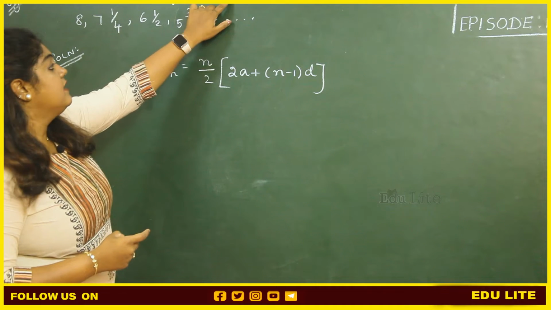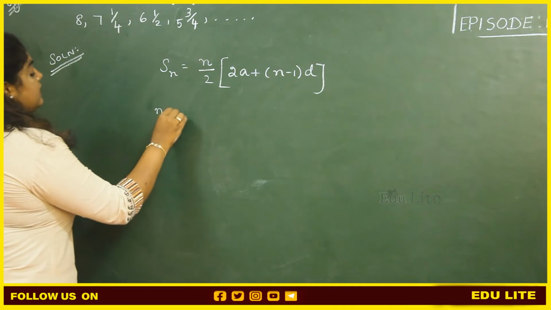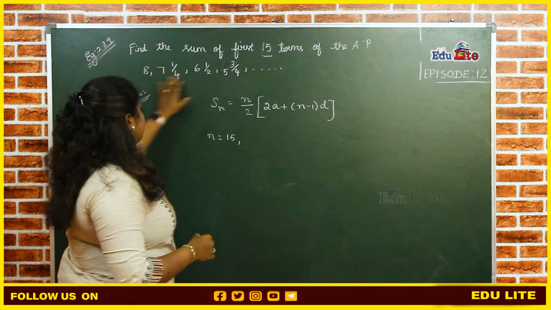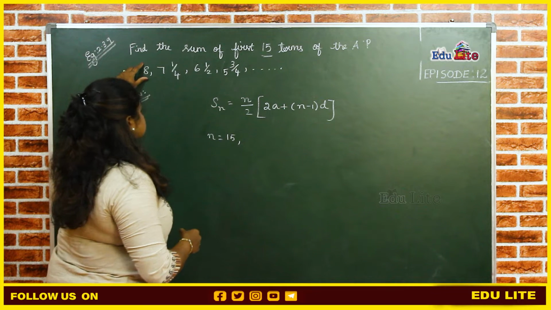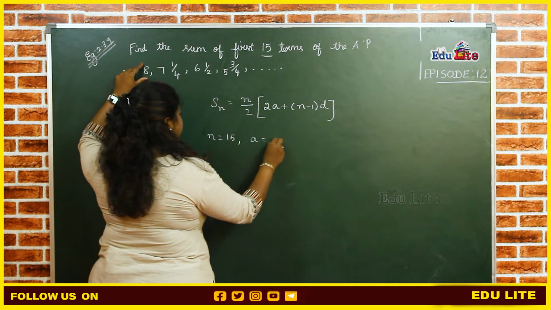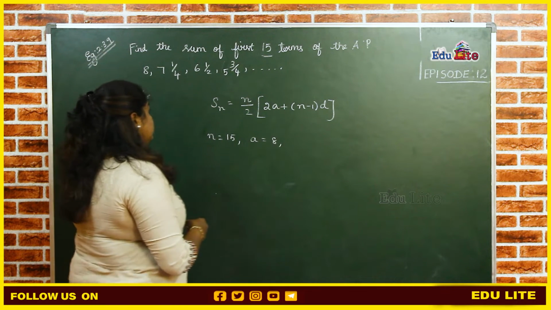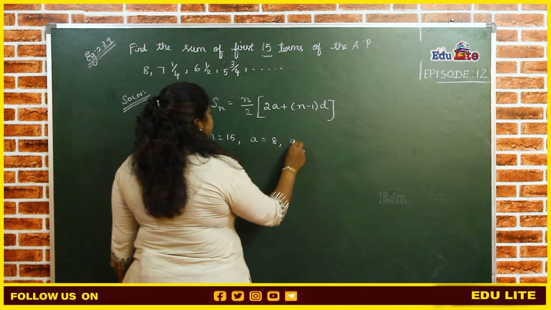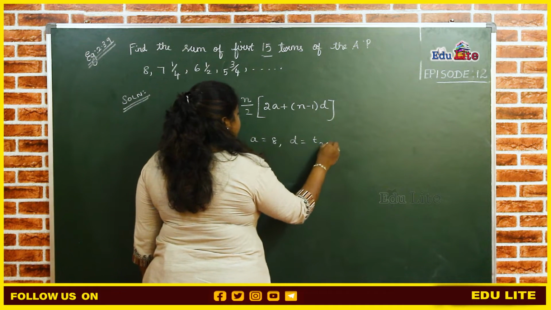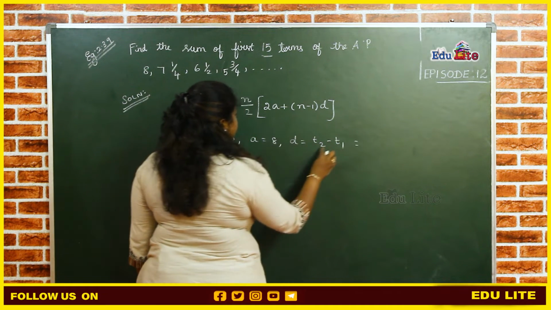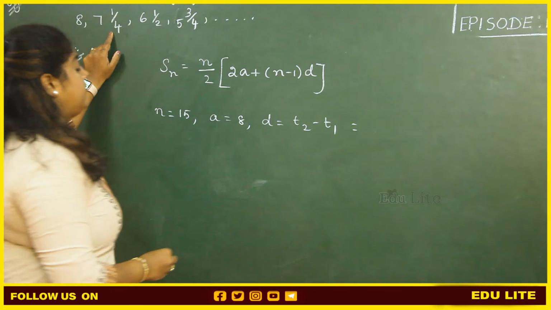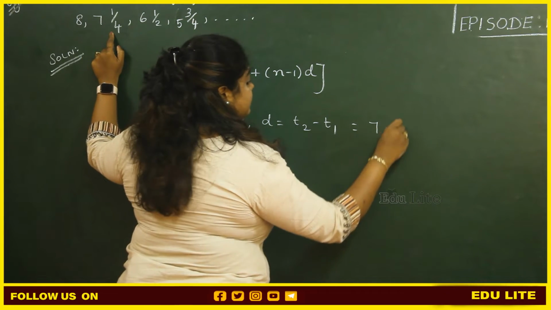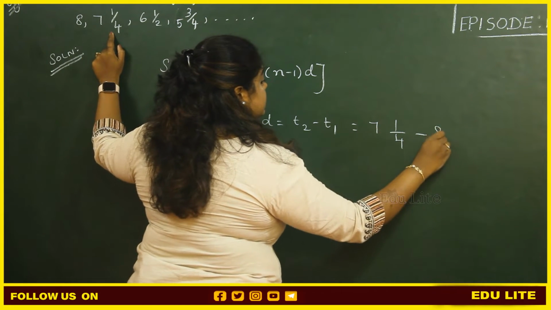We have to use only this formula, because in this we know the value of n, which is given as 15. In an arithmetic progression, the first term is the value of a. Therefore, a is equal to 8. In this sequence, we can find the value of d by using the formula T2 minus T1. T2 is the second term in the AP, that is 7 1 by 4, minus T1, which is 8.